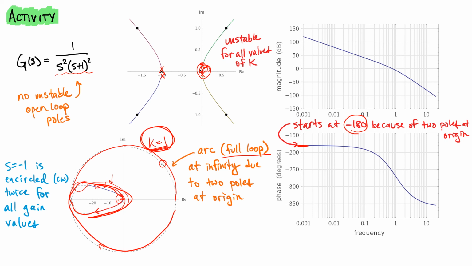In this case, we have no unstable open loop poles, but we do have encirclements. And so that is what leads us to say that it's unstable at k is equal to 1. And the fact that the number of encirclements does not change with k leads us to say that this system is unstable for all values of k.